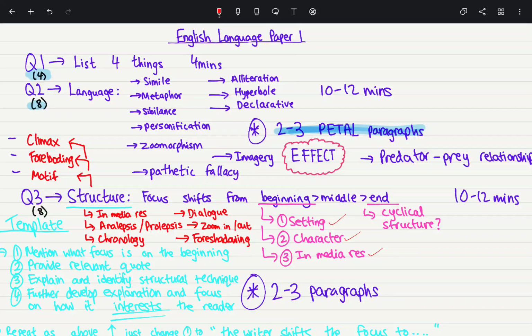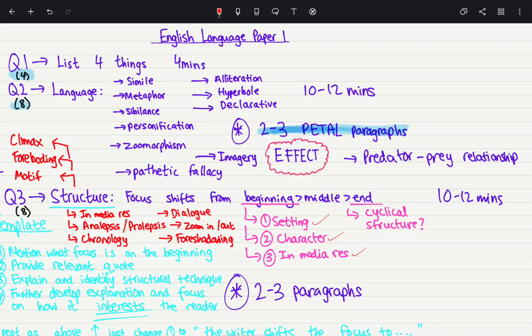Some of you use PEAL, so point, evidence, explanation, and link. Or alternatively, some of you use petal, which is point, evidence, technique, analysis, and link. It doesn't matter as long as you use one and you are correctly answering the question. That should score you the top marks. So make sure your analysis is in-depth and detailed, if you're aiming for 8 out of 8, which you all should be.